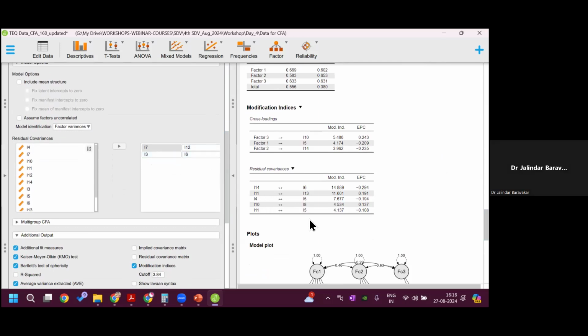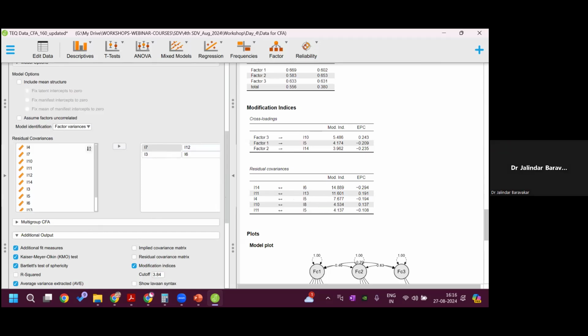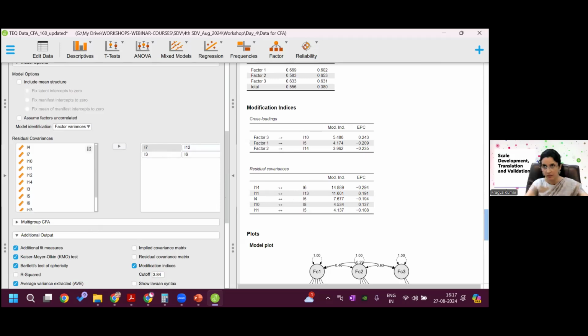Then again, although you can see 14 and 6, sorry, 14 and 6. It has a very high modification index. But I will not move these 2 in this box. Why? Because one item belongs to factor 2 and the other item belongs to factor 1. Okay. Thank you, ma'am. Anybody else? Yes, covariance should be in a single factor, true.